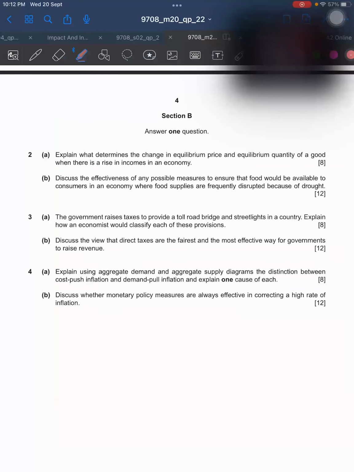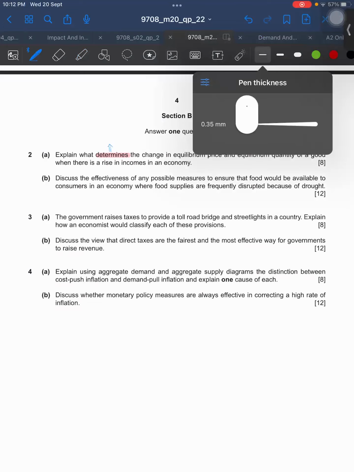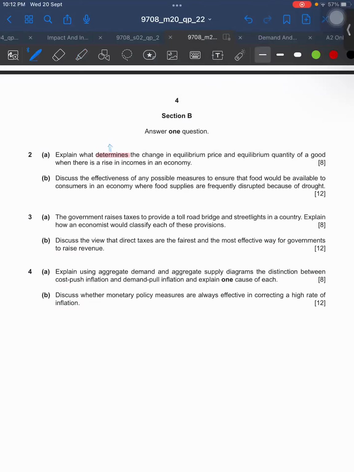Okay, now let's start with the question. The question states: explain what determines. Whenever the term determine is there, you are supposed to identify and explain the factors that cause the change in something. Okay, so there might be different factors. We'll have a look at it.